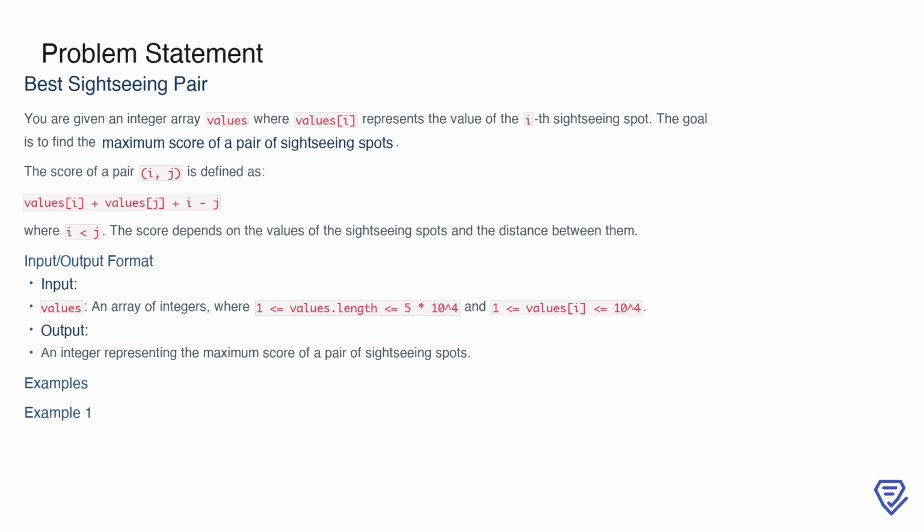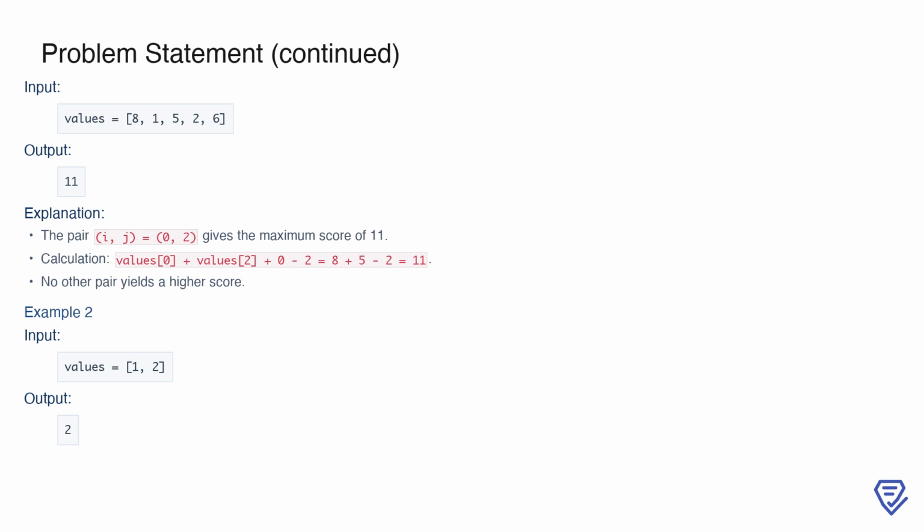For the input, you'll receive an array values with its length ranging from 1 to 50,000 and each element between 1 and 10,000. The output will be a single integer representing the maximum score achievable by choosing the best pair of sightseeing spots. Let's look at the first example where the input array is values equals 8, 1, 5, 2, 6. The output for this input is 11.